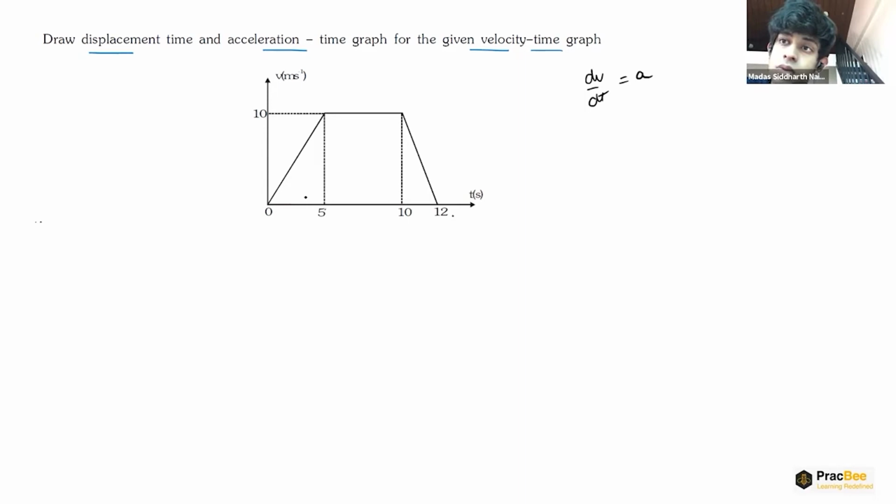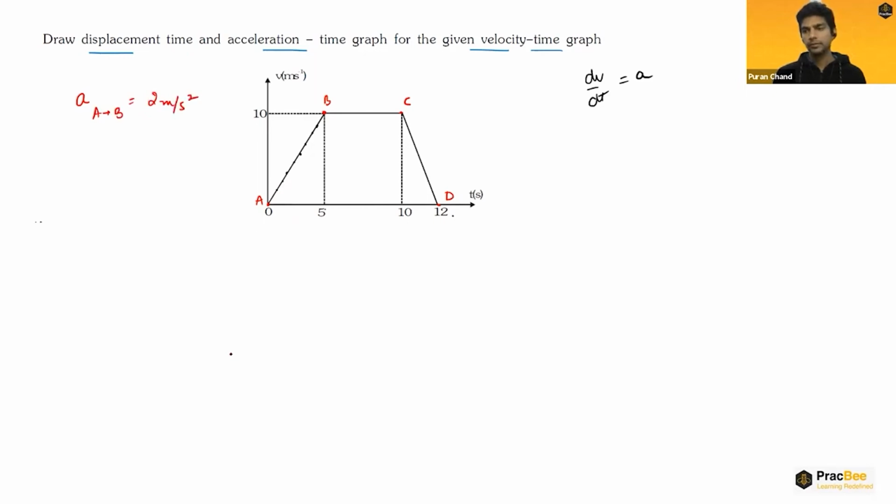Now from 0 to 5, you can see that the slope of velocity time graph will be your acceleration. So at every point between 0 to 5, the slope is same, right? Because it's a straight line. Yes. So let us find the slope of this line. Say this point is A, this point is B, this point is C, and this point is D. So AB line, what is the slope of this line? Perpendicular upon base, right? So your acceleration from A to B is 2 meters per second square, right?